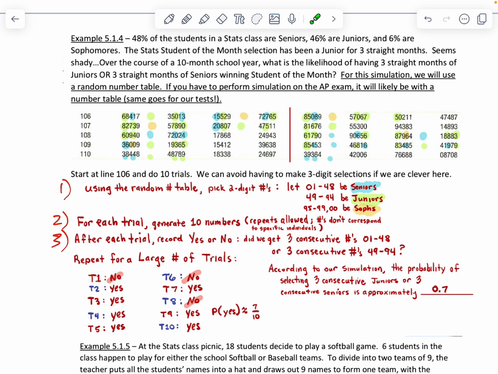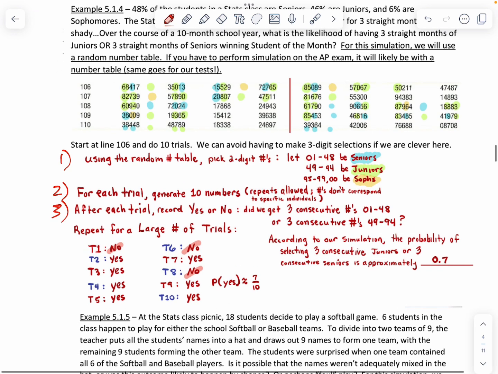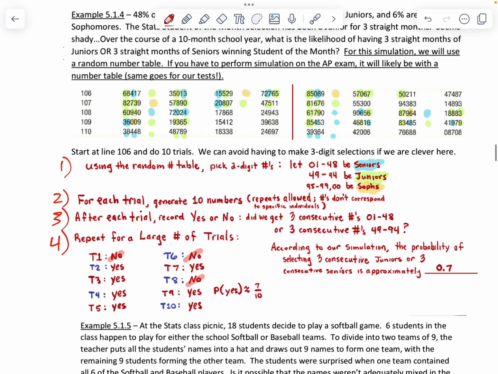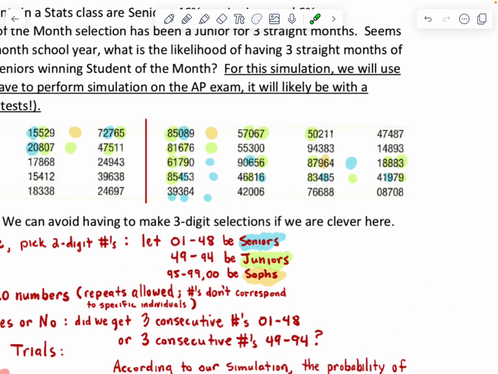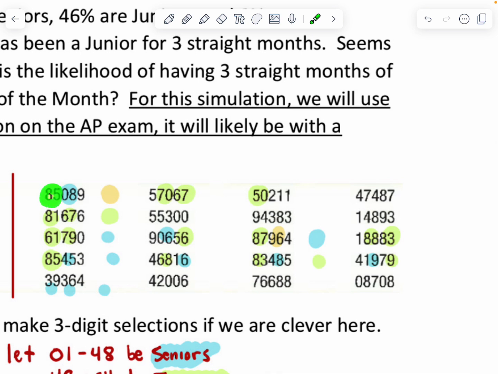Okay. Repeat for a large number of trials is step 4. When I repeat this for a large number of trials, that means I need 10 new numbers. So 65 was my last student of the month for that first trial. Now let's do it again and see what happens. My first number is 85, that represents a junior. My next number is 8, that represents a senior. My next number is 95, that represents a sophomore, congratulations.